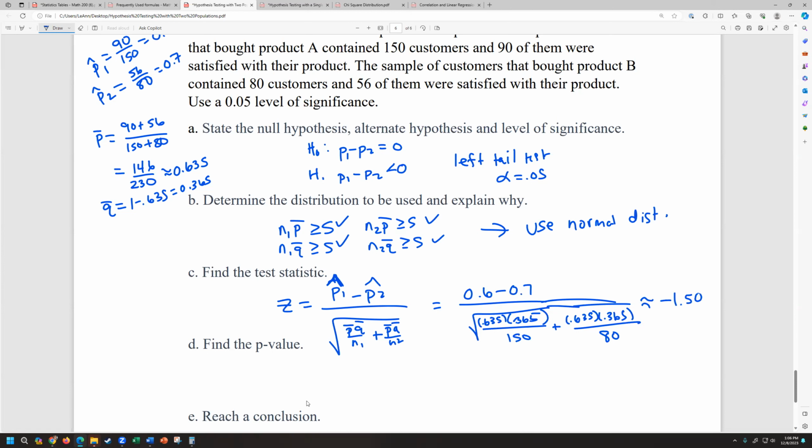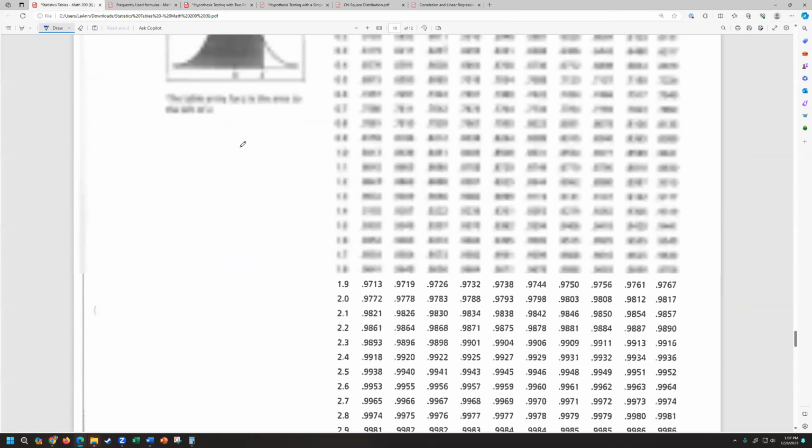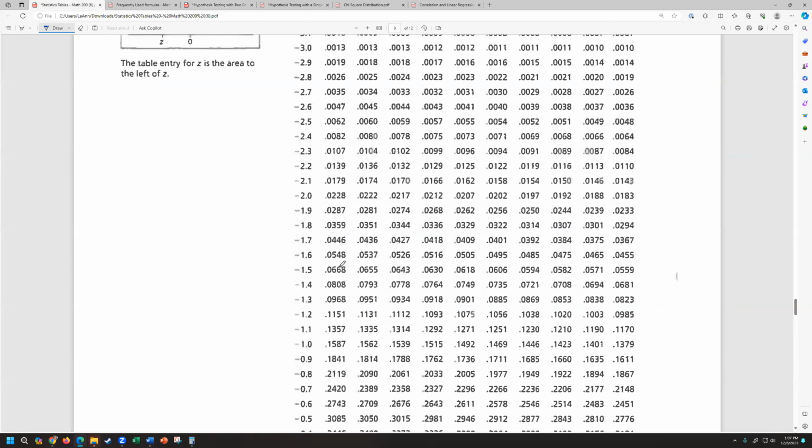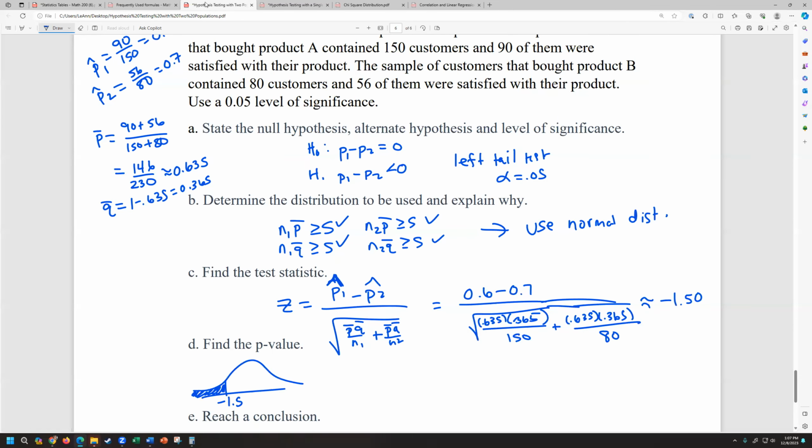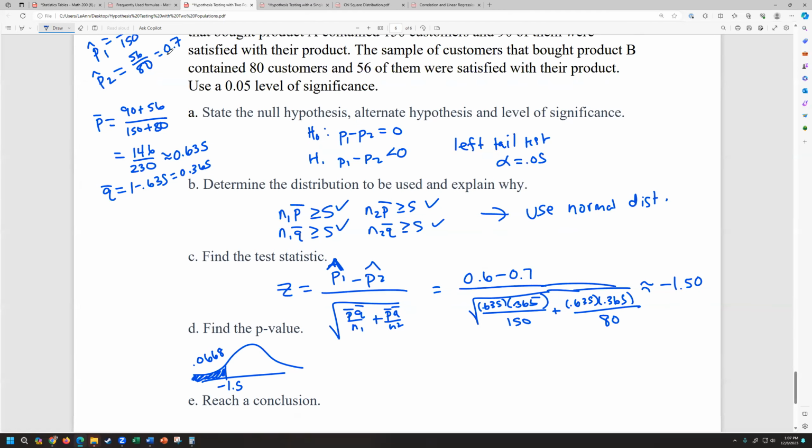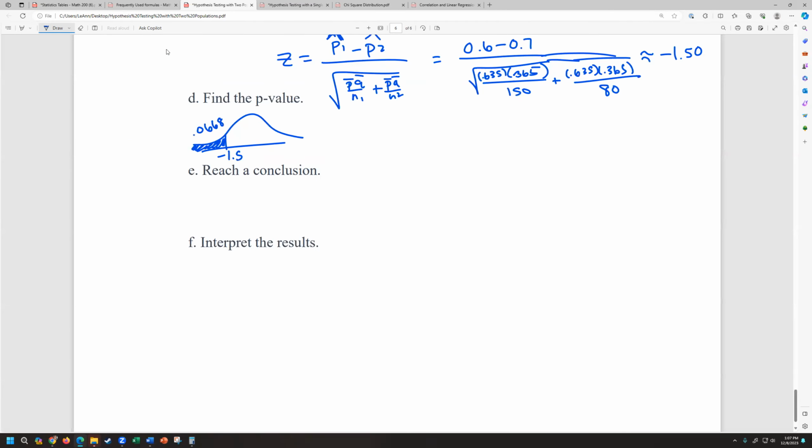I got negative 1.50. Remember, we're doing a left tail test, so we're only looking for the area to the left of that. So negative 1.5, go to the negative part of the Z table. Negative 1.50 is 0.0668. So unfortunately, that's too big of a probability to reject the null. Our level of significance was 5%. So since our p-value is greater than our alpha, 0.0668 greater than 0.05, we cannot reject the null.